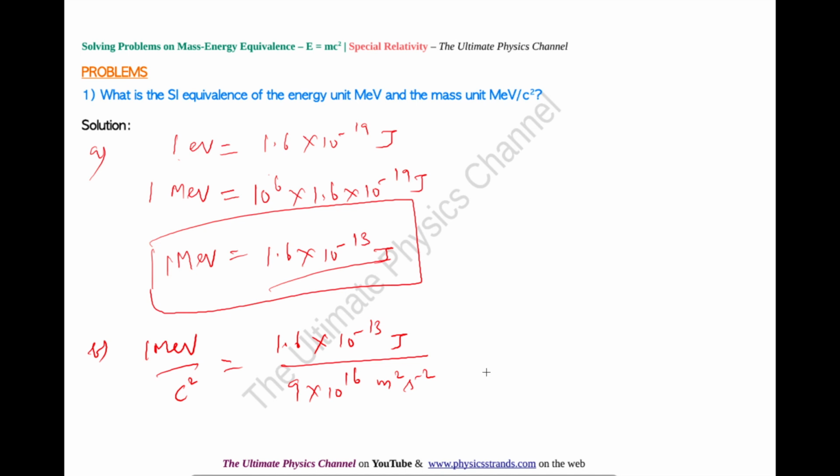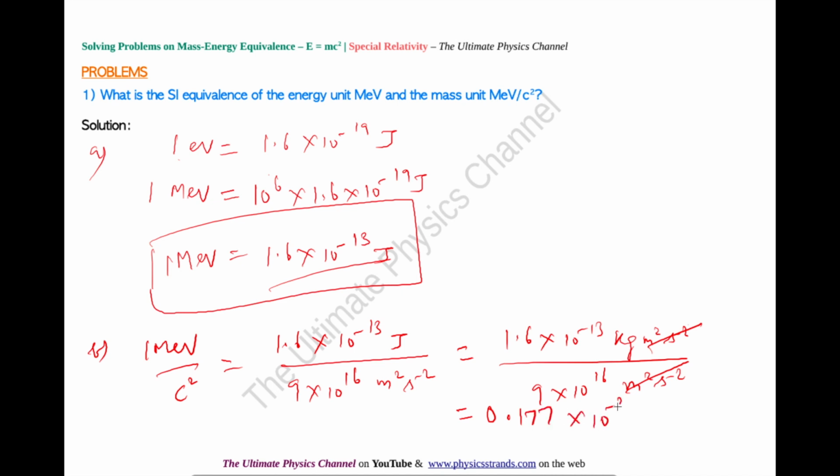And if I simplify this, of course, joules is kg meter square per second square. So we get the answer in kg units directly because of this cancellation. If we work this one out, we get about 0.177 into 10 power minus 29 kg, or I can write 1 MeV over c squared is 1.77 into 10 power minus 30 kilograms. So that is the SI equivalent of 1 MeV over c squared.